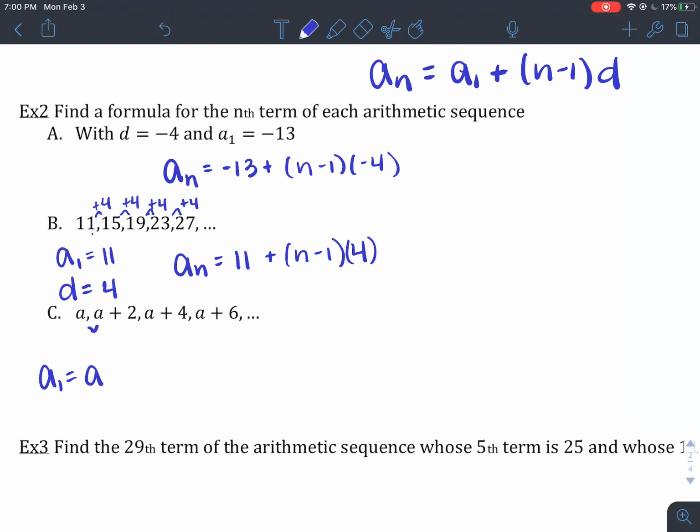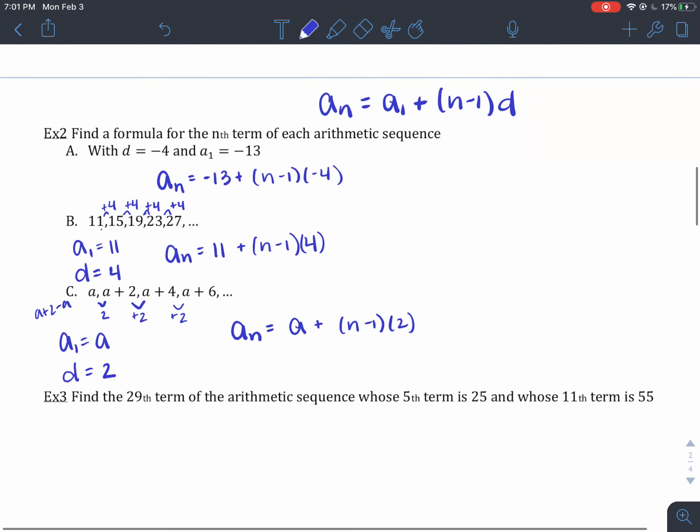To look at our common difference, what do you do to get from a to a plus 2? Or a plus 2 minus a, well, that's just 2. A plus 2 to a plus 4, we added another 2. A plus 4 to a plus 6, we added another 2. So our common difference, d, is 2. So our formula for a sub n, our nth term of our arithmetic sequence, is going to be a plus n minus 1 times 2.